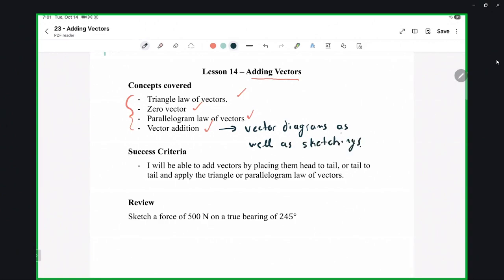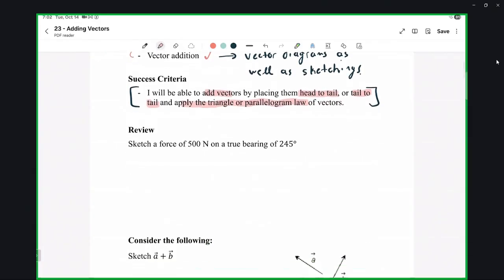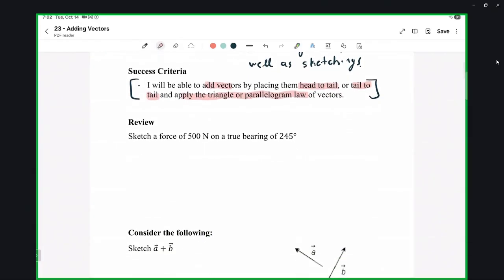Okay, so we will know things went well when we'll be able to add vectors by placing them either head to tail or tail to tail and apply the triangle or parallelogram law of vectors. It sounds like some sort of grandiose concept, but it's actually quite logical. All we need in order to continue is to be able to sketch a given vector.